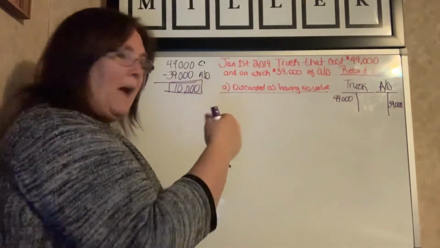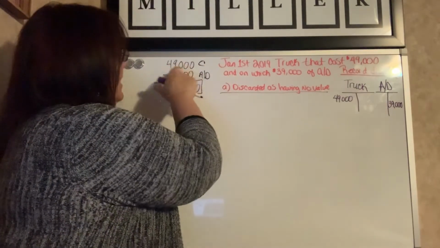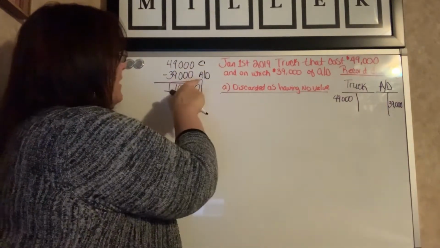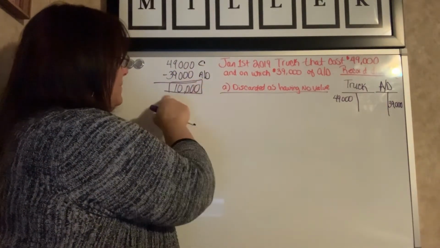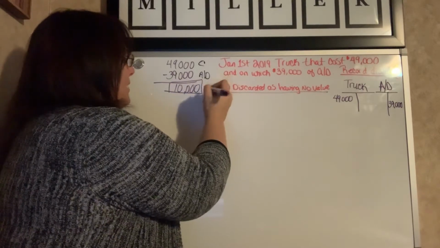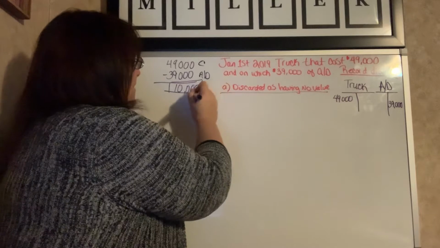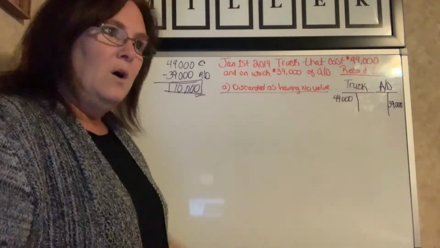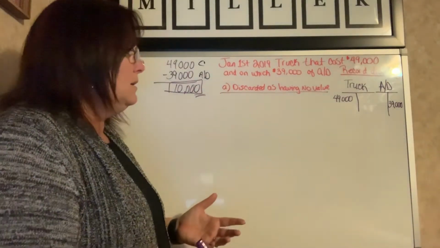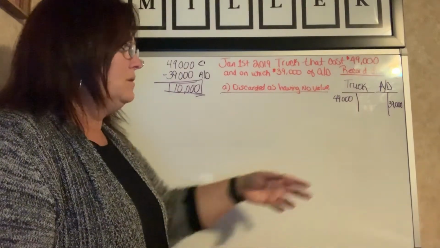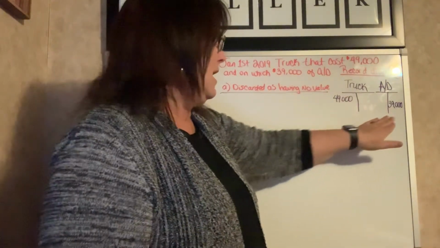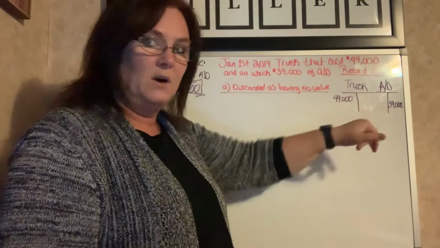So we do some basic math. We had $49,000 as our cost and $39,000 as our accumulated depreciation. So that tells us we have a market value, carrying value, residual value, they're all kind of the same thing, of $10,000 on this truck. What we're essentially doing is wiping out the previous T accounts and the accounts on our records.